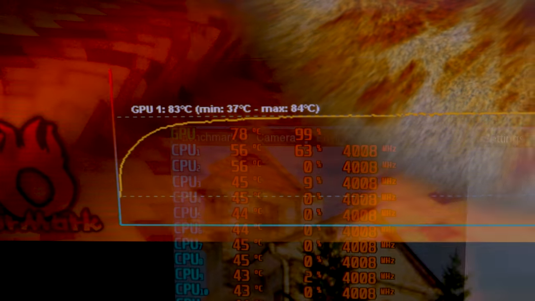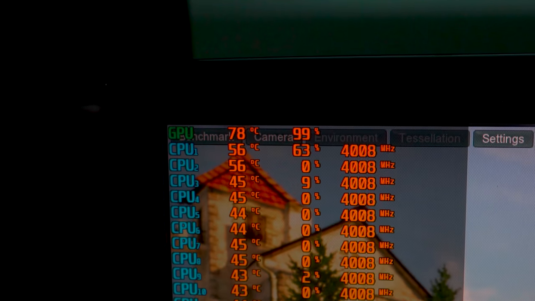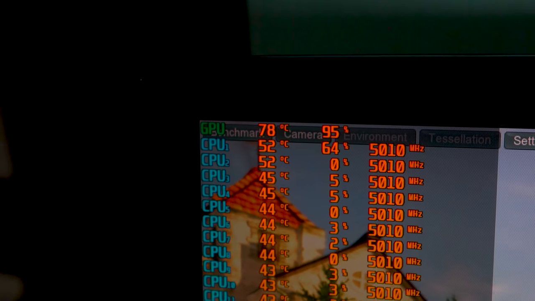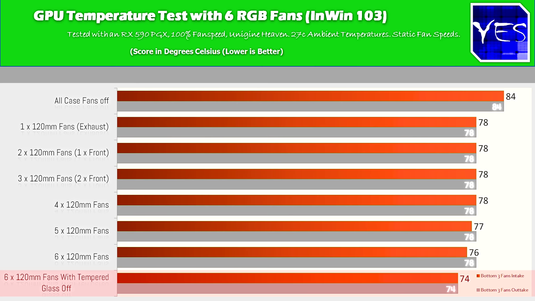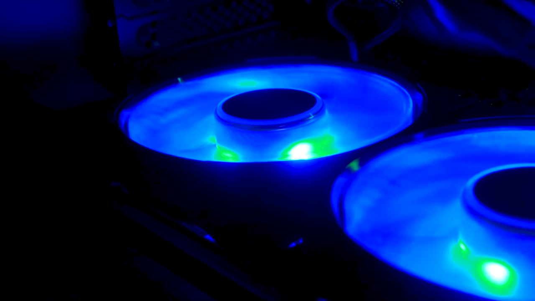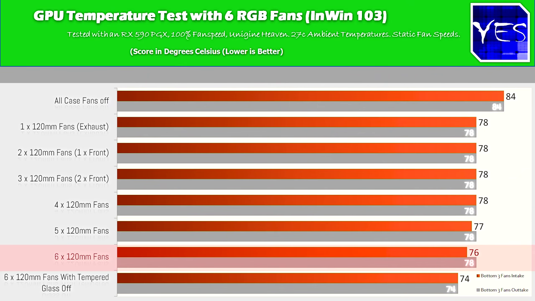But when we jumped into Heaven, we were able to get some really accurate results here, where having the tempered glass side panel off actually did the best with all the fans going. And this was giving us 74 degrees. And then having it on, and we did this in two different scenarios where we had the bottom three fans on intake versus outtake, we saw that having the fans on intake gave us 76 degrees versus 78 degrees.